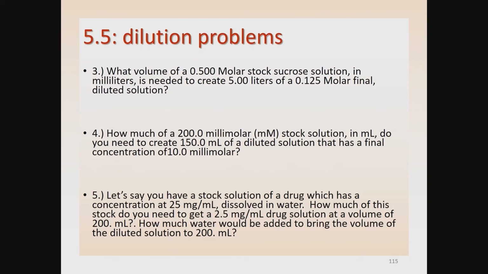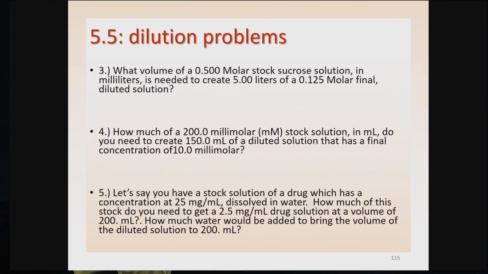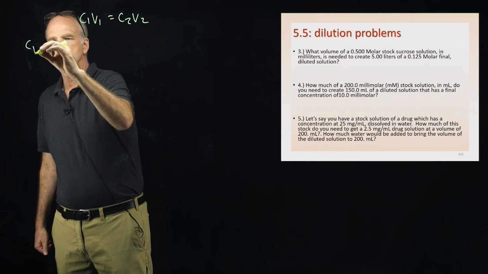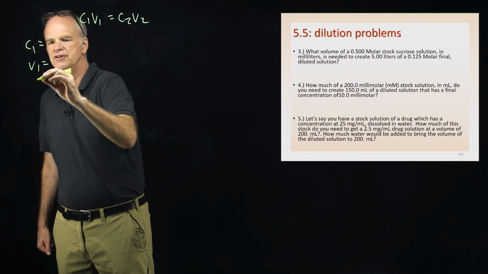Okay. 4. How much of a 200 millimolar stock solution in milliliters do you need to create 150 milliliters of a diluted solution at a final concentration of 10 millimolar? Okay, so again, a problem where we're going from a stock solution to a diluted solution, so we need C1V1 equals C2V2. So assign the variables.